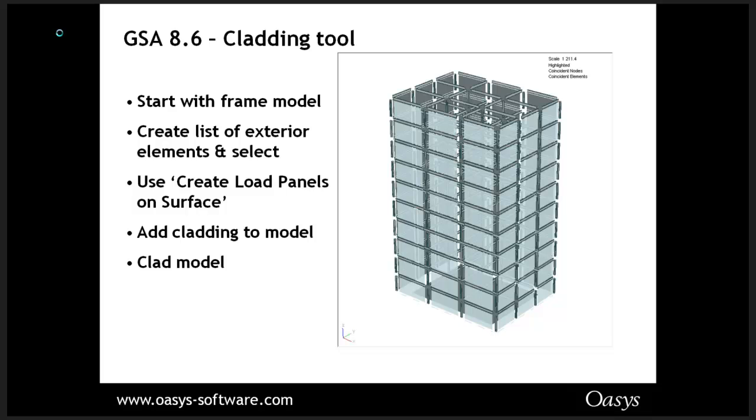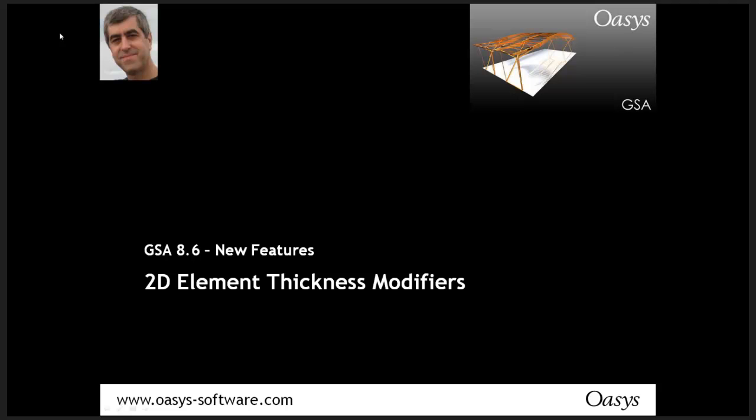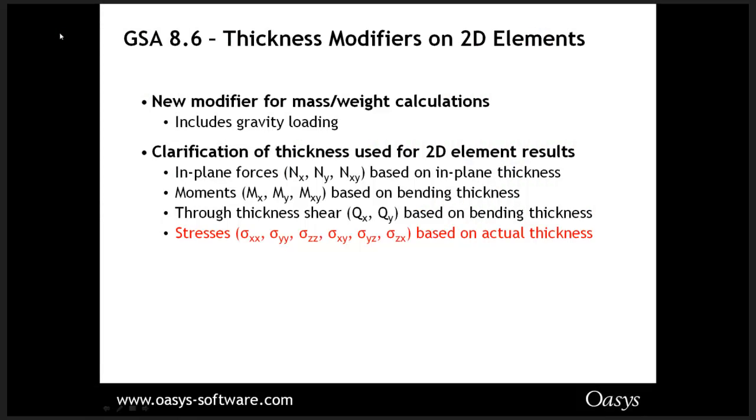So that's the cladding tool. And then we come to the element thickness modifiers. We've had element thickness modifiers in GSA for some time, but those have changed a little bit in 8.6. Part of the difficulty was that once you started applying thickness modifiers, it wasn't very clear what would happen to the mass or the weight of your 2D element. In order to clarify that, we've introduced a new thickness modifier.